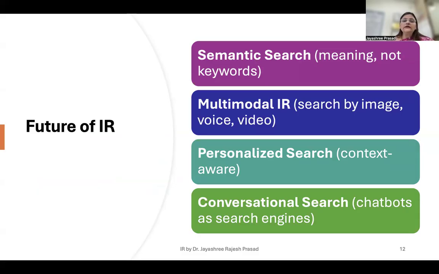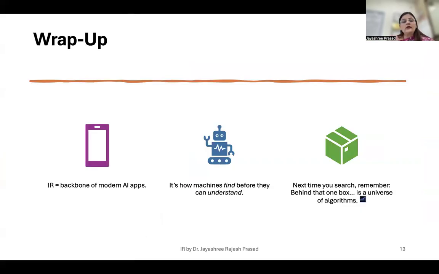If we consider the future of IR, it's even more fascinating. We are moving towards semantic search, where machines get meanings, not just keywords. Multimodal IR is already happening: search with an image or even a voice clip. Then there is personalized search, which adapts to you, and soon conversational search, where instead of typing queries, you will just chat with a search engine.